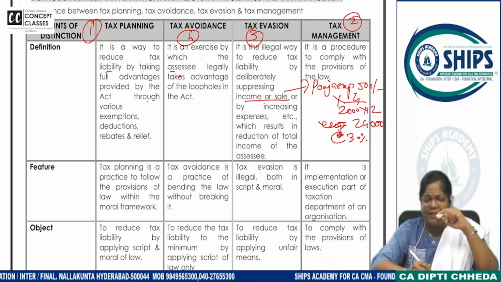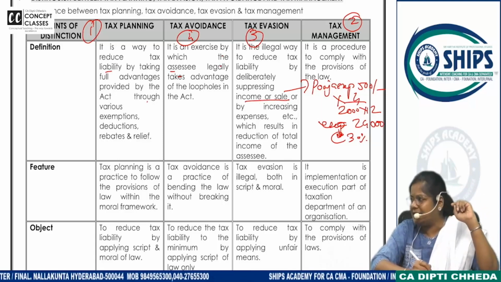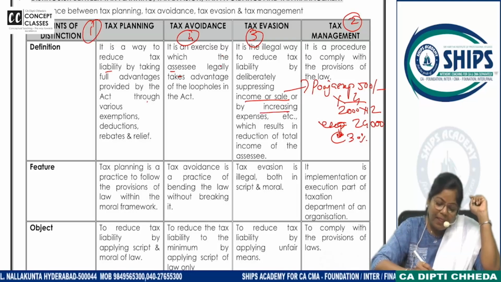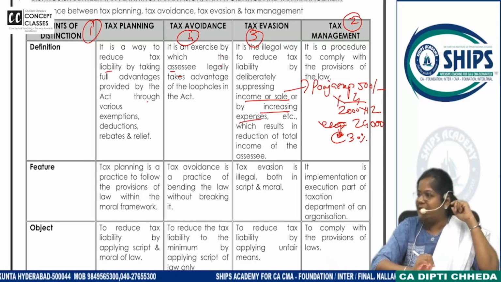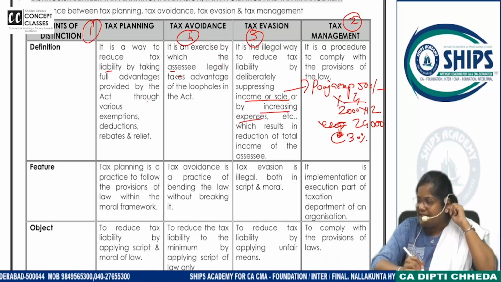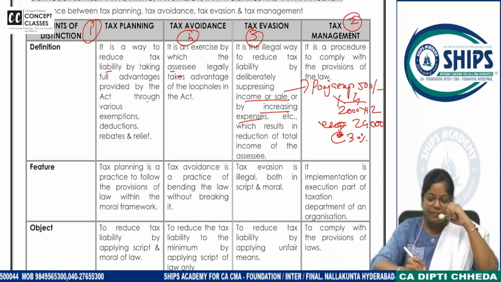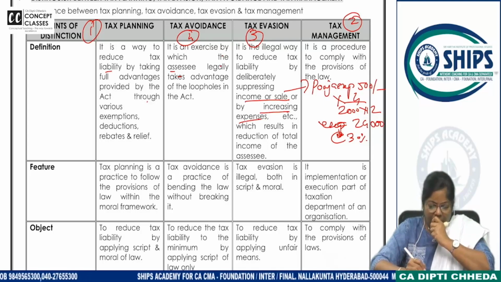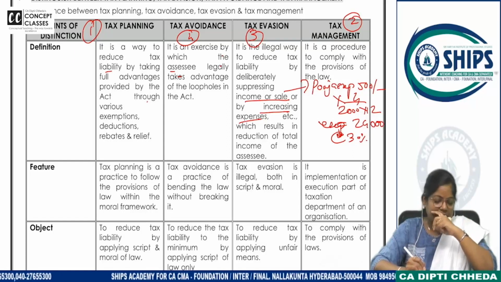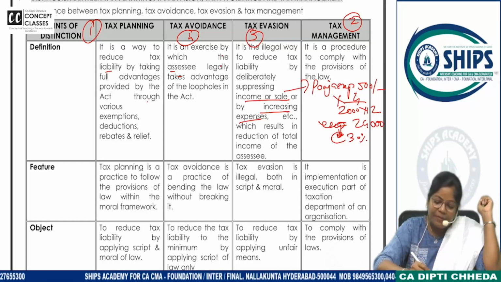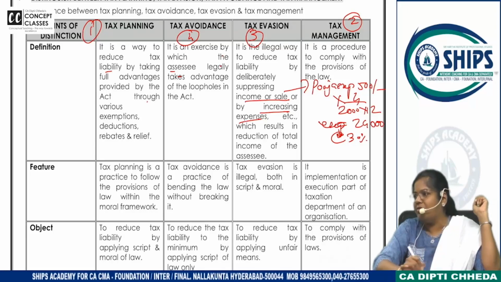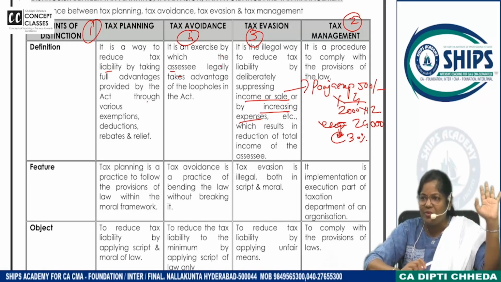or increasing expenses. If they ask you the meaning, you should write these terms. Did I give you an example for increasing expenses? And the last one is tax management. It is a procedure to comply with the provisions of law. Clear to all of you?